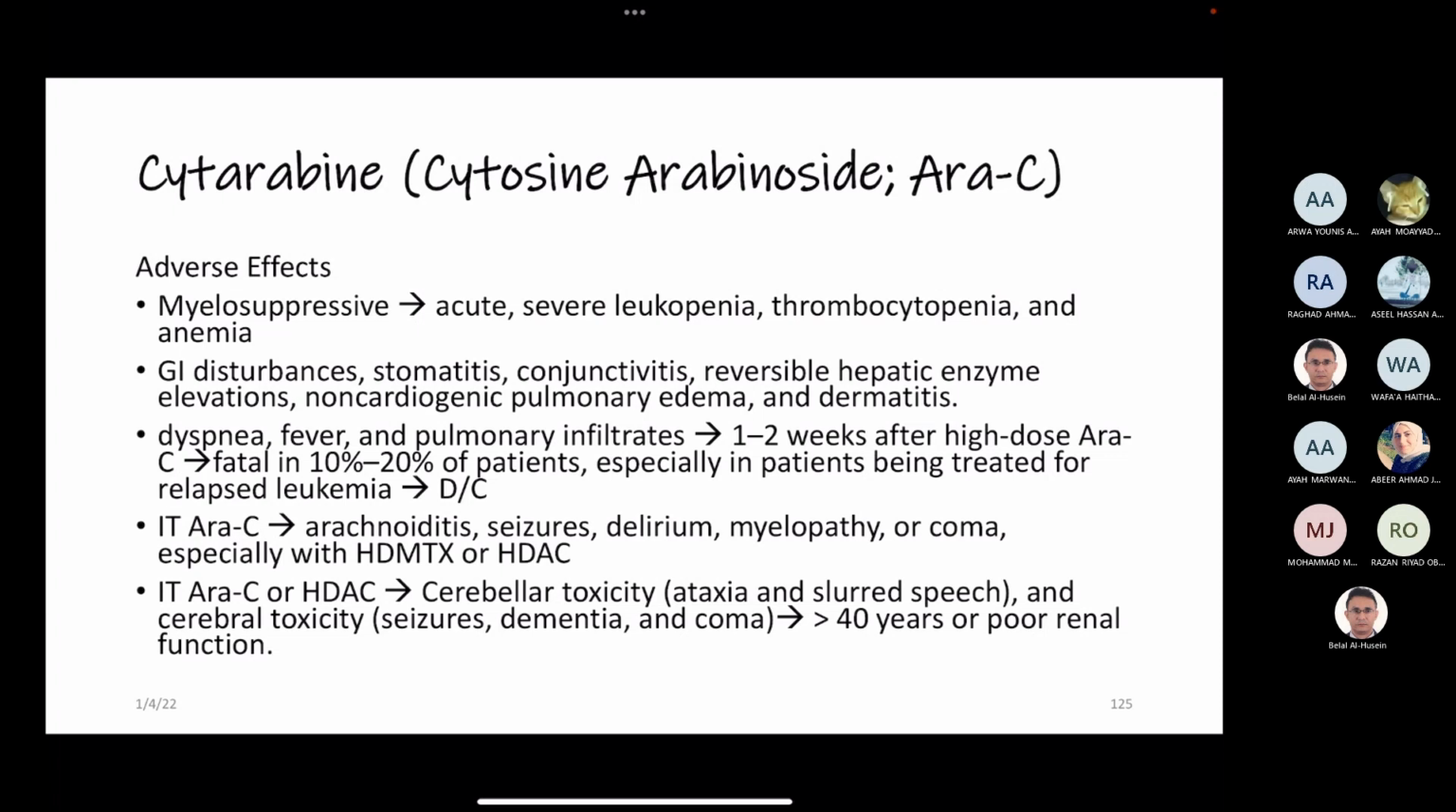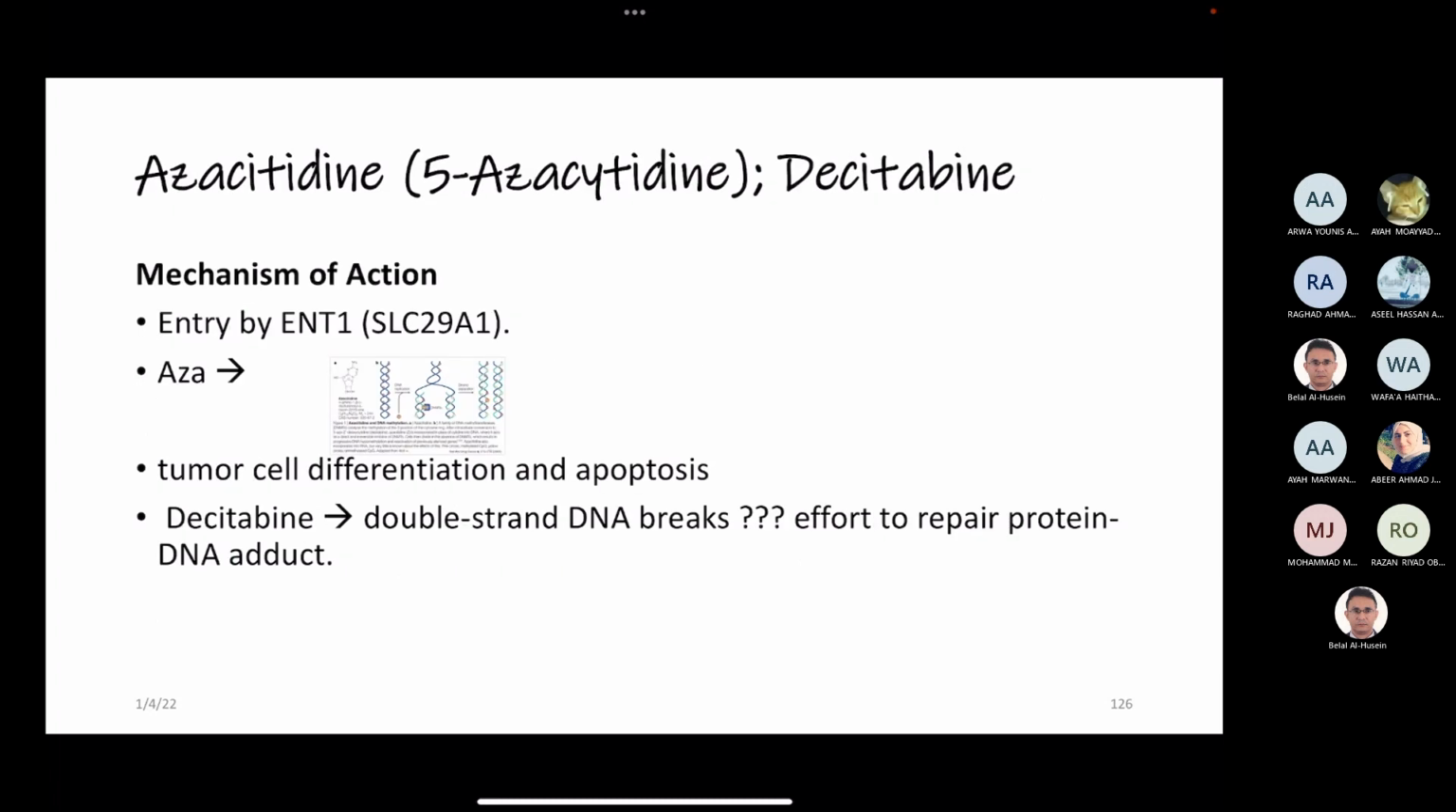or you have toxicity على cerebrum or cerebellum. Okay, so cerebellar toxicity includes ataxia and slurred speech, while cerebral toxicity includes seizures, dementia, and coma. This happens more when the drug tends to accumulate, elderly and poor renal function.